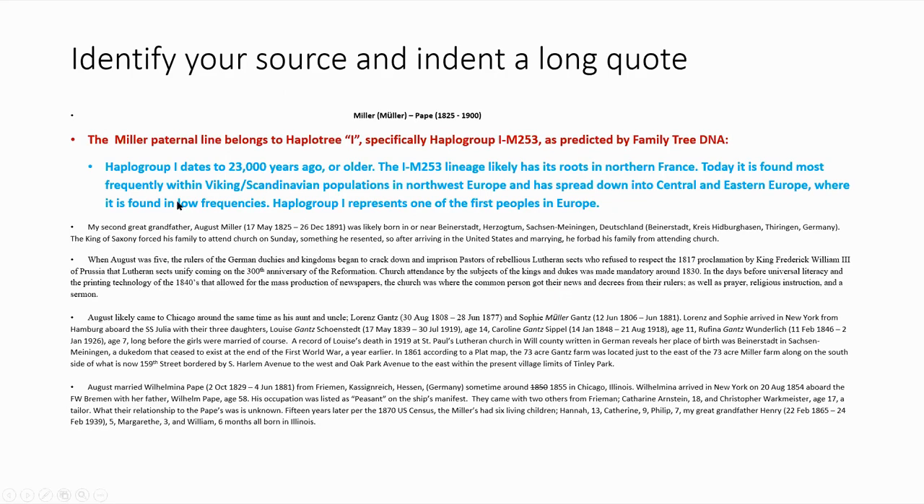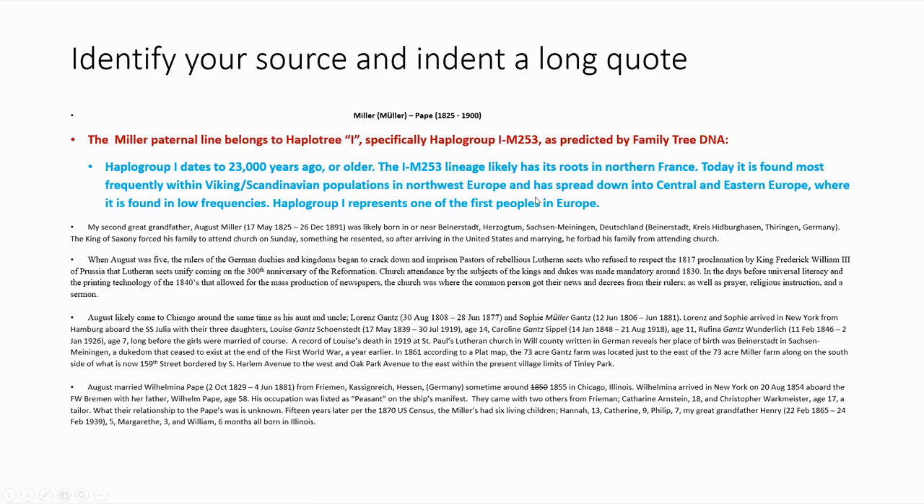It says here that the haplogroup I dates back 23,000 years ago or older, and the I-M253 linkage likely has its roots in northern France. Today it is found most frequently within Viking Scandinavian populations in Northwest Europe, and has spread down into Central and Eastern Europe, where it is found in lower frequencies. Haplogroup I represents one of the first peoples in Europe. Now notice I put it in block quotes because I quoted Family Tree DNA verbatim.